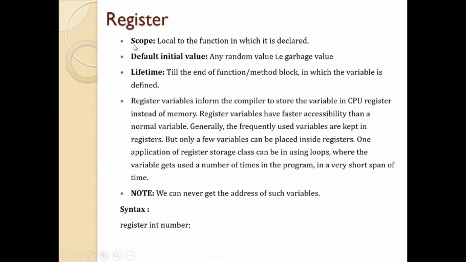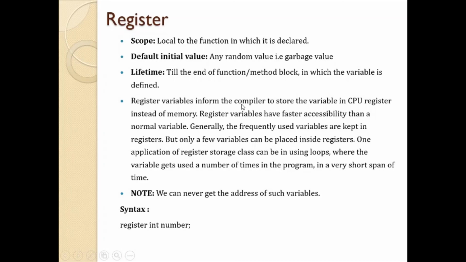Next, the last type of storage class is register. Whenever you define a variable with a register storage class, that variable is called a register type variable. The scope of register variables is local to the function in which it is declared. You can access that variable only within the function where you declared it. The default initial value of register variables is a random or garbage value. The lifetime is till the end of that function or method block in which these variables are defined.